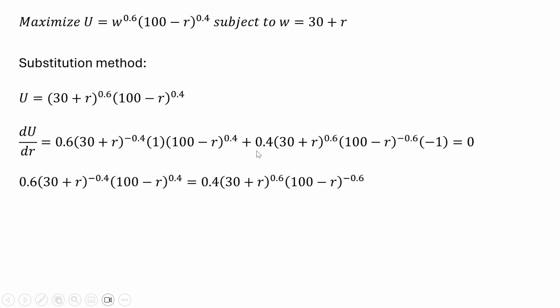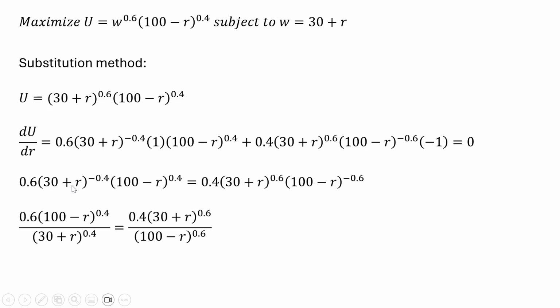So moving some things around here, moving this chunk of terms over here to the right hand side, we lose that minus sign. We're left with this. Following the rules of exponents, I'll move some things down into the denominator. So anything with a negative exponent, I'll move that down into the denominator. And now we're going to just cross multiply this 100 minus R raised to the 0.6 power. I'm going to multiply that through. Likewise, this 30 plus R raised to the 0.4 power, I'm going to just multiply that through. And you're left with this nicer looking result.